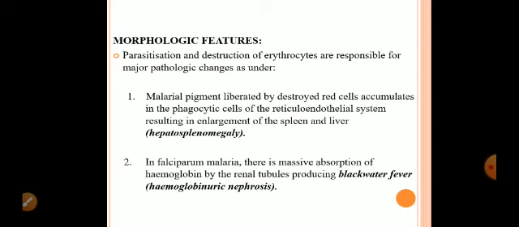These accumulated cells result in enlargement of the spleen and liver, leading to hepatosplenomegaly. In falciparum malaria, because of excessive absorption of hemoglobin by the renal tubules, which produces blackwater fever. This is also known as hemoglobinuric nephrosis.